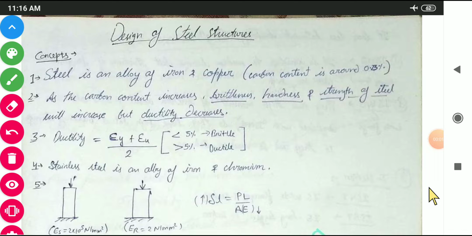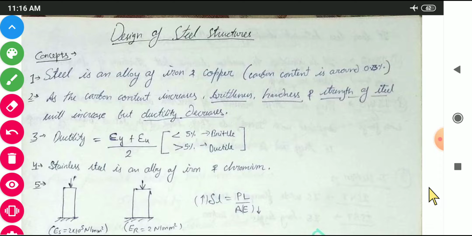Hello everyone, my name is Samir Verma and today we are discussing concepts of steel structures. Steel structures is one of the important subjects in civil engineering. So let's begin with the concepts.